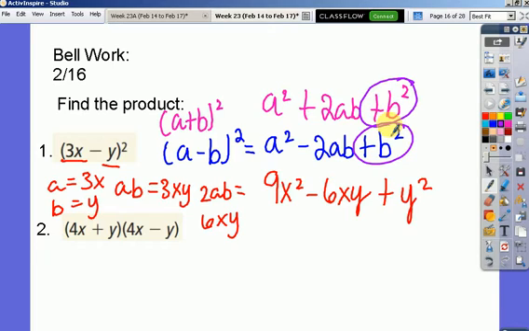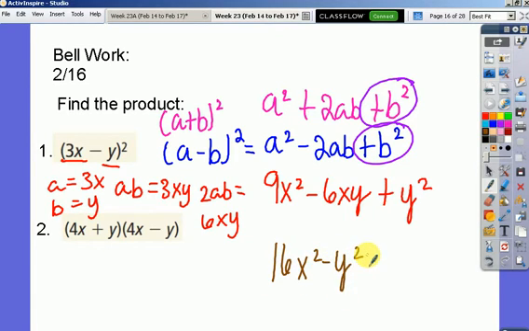Okay, the next one. Our middle terms cancel out, so that was something we were taught. We have a sum and difference of the same terms. Remember, that rule only applies when we have the same two terms. So I have a 4x and a 4x and a y and a y. So what does this simplify to be in one step? Yes, 16x squared minus y squared.